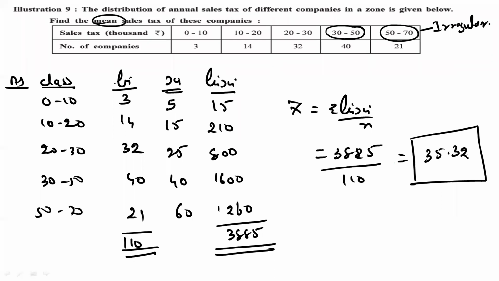35.32. Remember that when the next number is 5 or more, we have to take the preceding number one more. Okay, 35.32 rupees. So you are getting very clear that when the classes are irregular, it is always best to go by the direct method, FiXi. When the classes are regular, go for the shortcut.